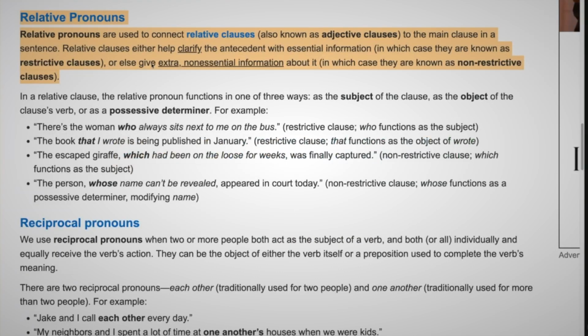It's explained here. Relative clauses help to clarify the antecedent with information, in which case they are known as restrictive clauses, or give extra non-essential information about it, in which case they're known as non-restrictive clauses. Too technical. In a relative clause, the relative pronoun functions in one of three ways: the subject of the clause, or the object of the clause's verb, or a possessive determiner. There's the woman who always sits next to me on the bus. Again, there's the woman, period. She always sits next to me on the bus, period. We use who instead of that for a person, right?